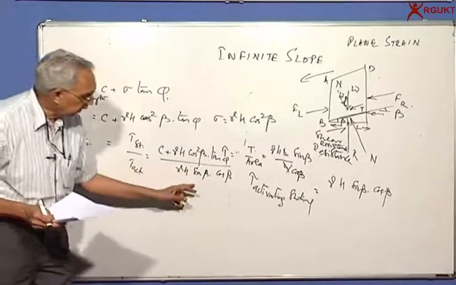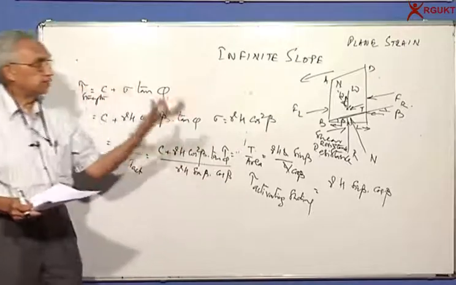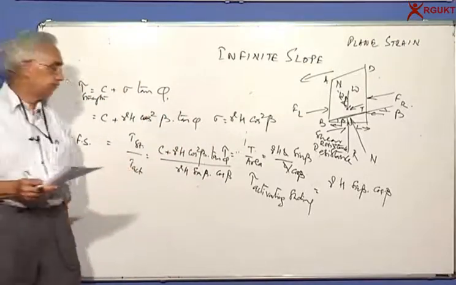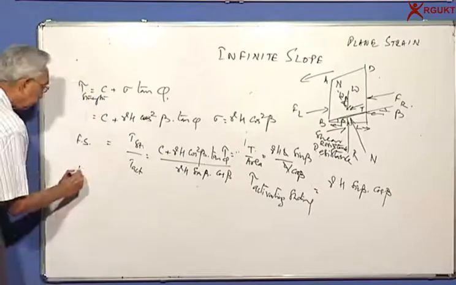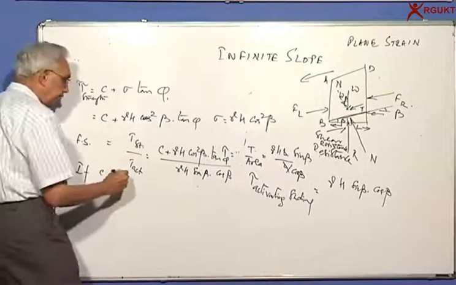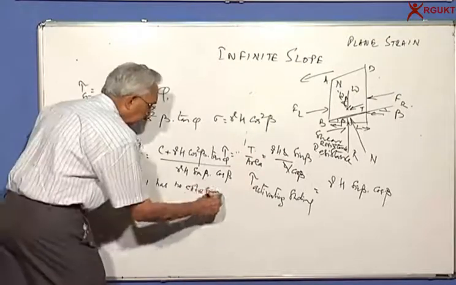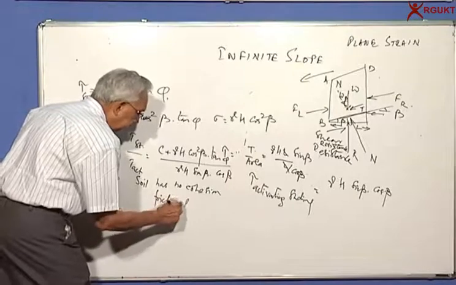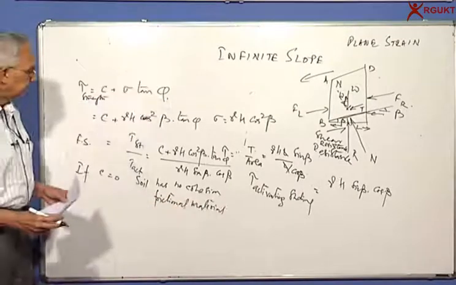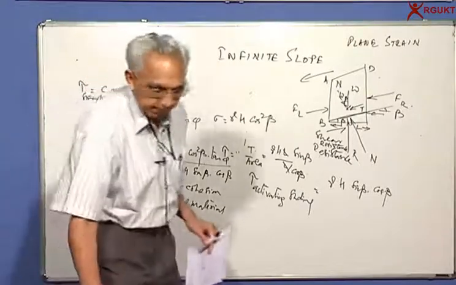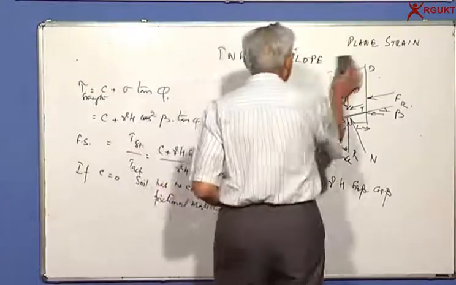Whereas the denominator is the shear stress caused by gravity, and this ratio gives me the factor of safety. If C is equal to 0, that means soil has no cohesion, it's only a frictional material. What happens? If C is 0, this gets cancelled. Let's write the factor of safety now in a simple form.